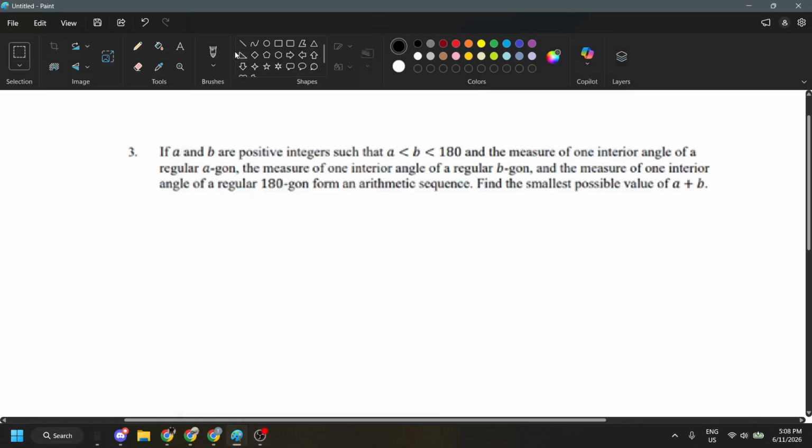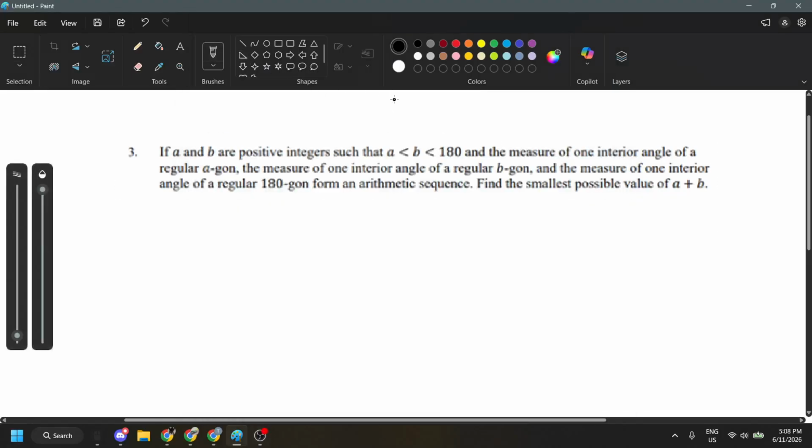Hi guys. A and B are positive integers such that a is less than b is less than 180. The measure of one interior angle of an a-gon, the measure of one interior angle of a b-gon, and the measure of one interior angle of a 180-gon form an arithmetic sequence. Find the smallest possible value of a plus b.